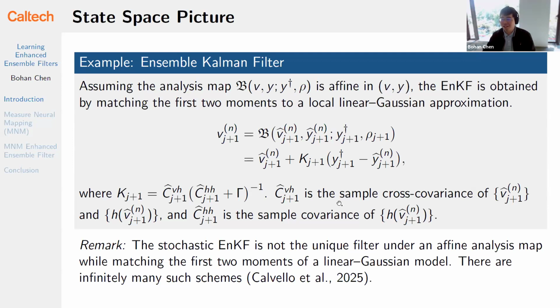Here, C_VH is the sample cross covariance between V hat and H of V hat, and C_HH is the sample covariance of H of V hat.